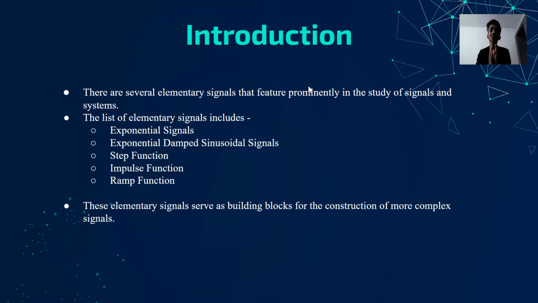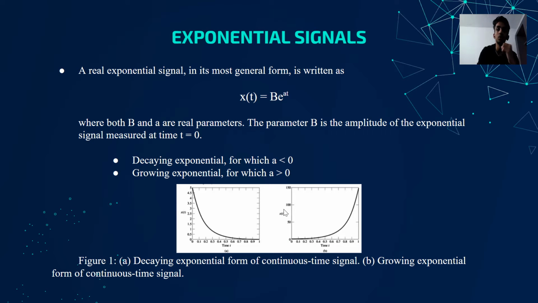Now there are several elementary signals that feature prominently in the study of signals and systems. The list is as follows. It includes exponential signals, exponential damped sinusoidal signals, step function, impulse function, ramp function. Now these elementary signals serve as building blocks for the construction of more complex signals. Now let us begin with our list of elementary signals. The first to come is exponential signals.